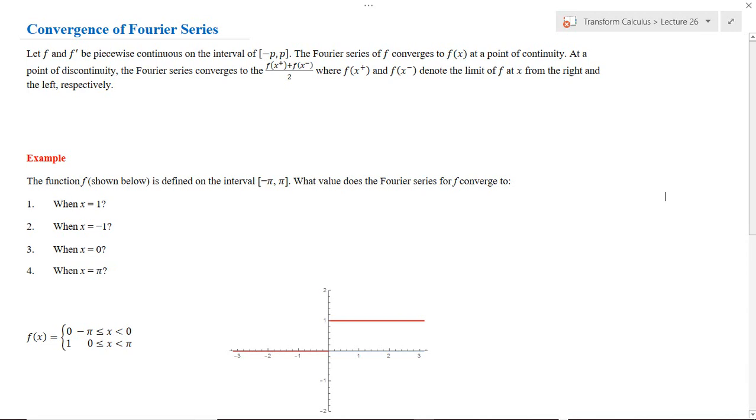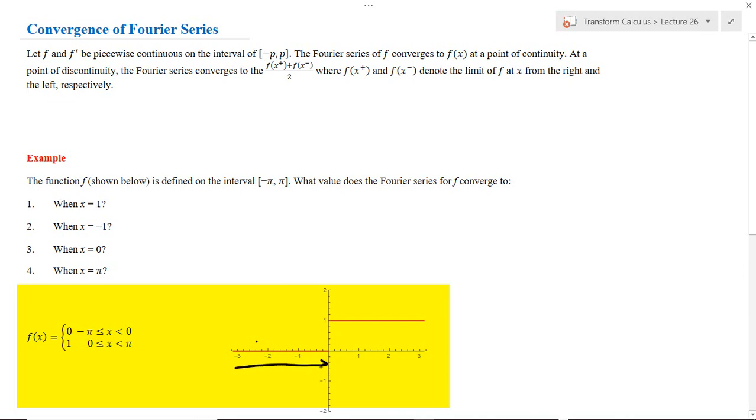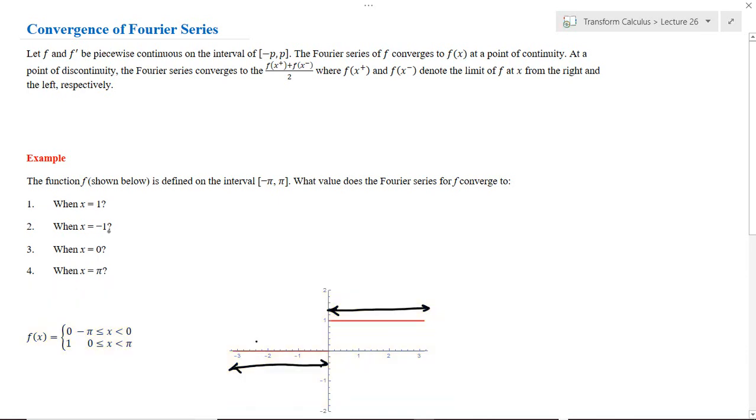Here is our function. If x is between minus pi and 0, the function is equal to 0. And if x is between 0 and pi, in this range the function is equal to 1. We don't want to find the Fourier series of this function. We just want to know what value the Fourier series converges to at these 4 points. First, when x is equal to 1.